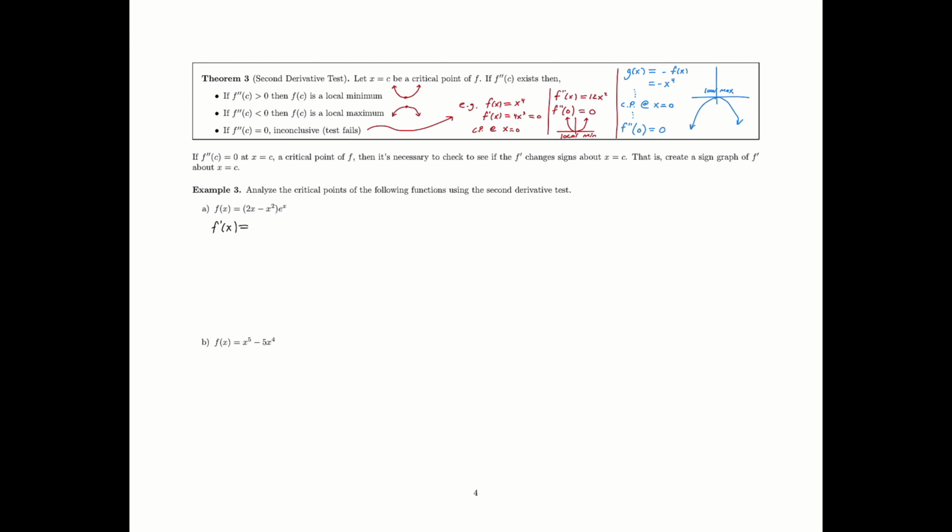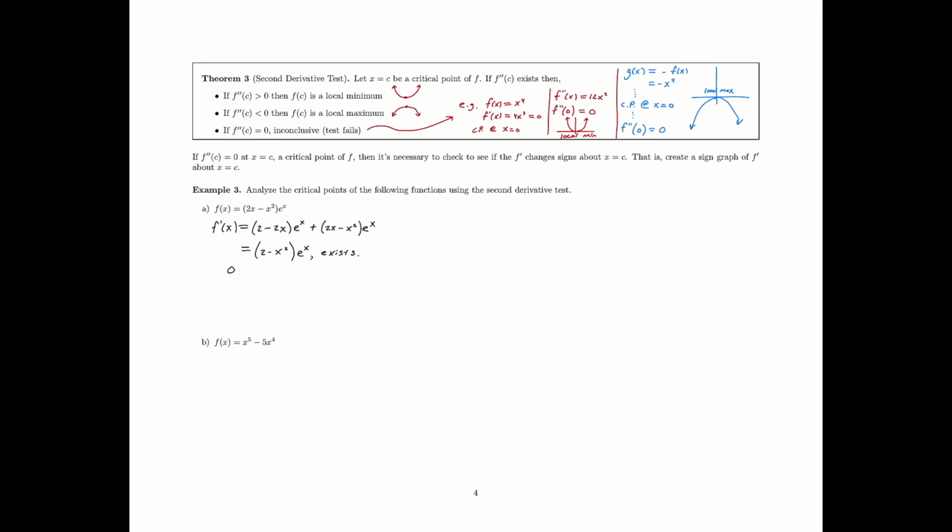So the derivative here will be 2 minus 2x times the second function left alone plus the first function left alone times the derivative of e to the x, which is itself. Then, if we simplify this, we will get 2 minus x squared, because the 2x's cancel, e to the x. This exists on its domain, on the domain of f.